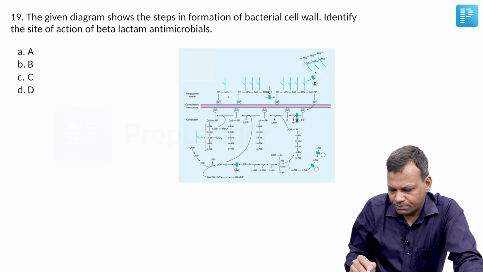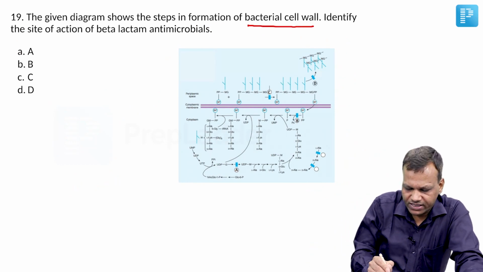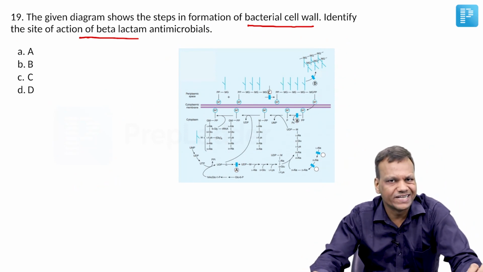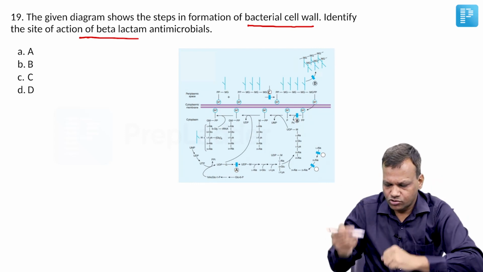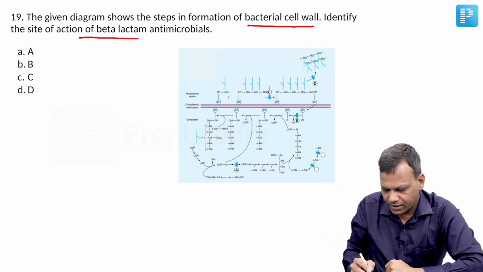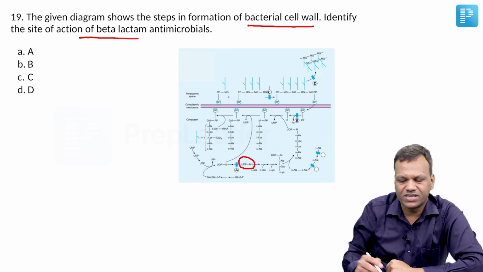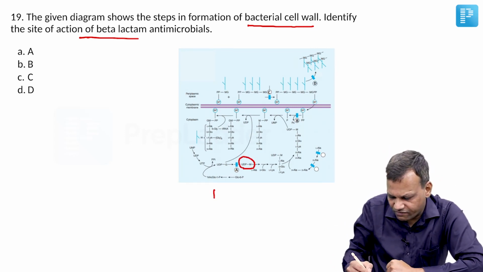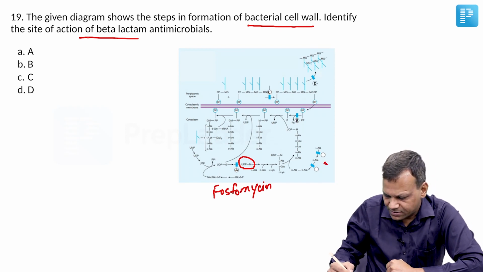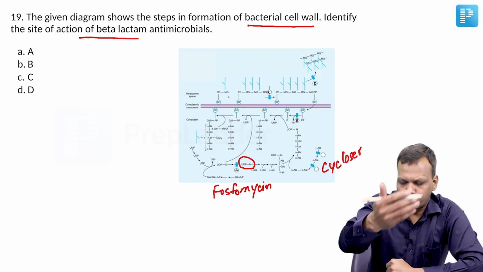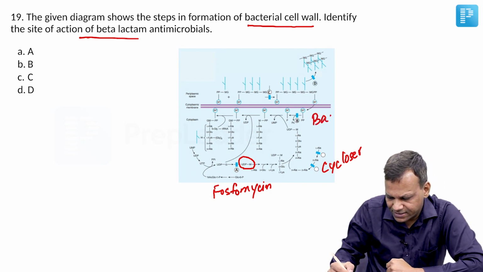The given diagram shows the steps in formation of bacterial cell wall. Identify the site of action of beta lactams. So we all know beta lactams inhibit transpeptidase, or we can say cross-linking. So if you see, first of all, UDP glucosamine is converted to UDP muramic acid. This is done by fosfomycin. So that means drug A is fosfomycin. Whereas alanine racemase is inhibited by cycloserine. So this is cycloserine. Then transfer outside is inhibited by bacitracin.